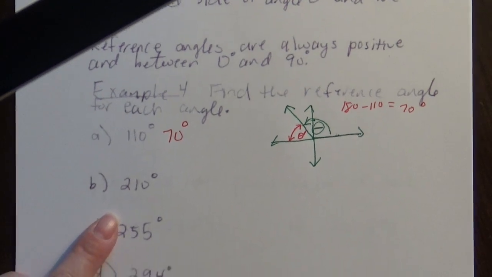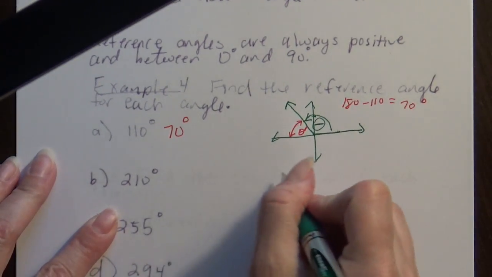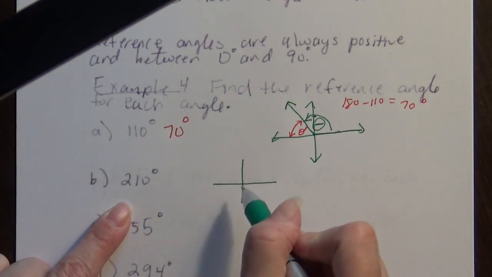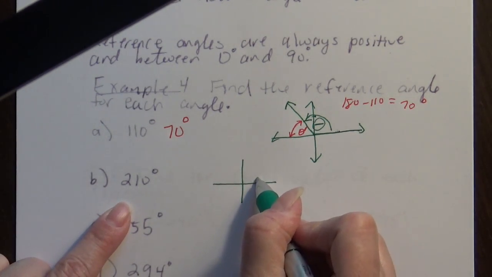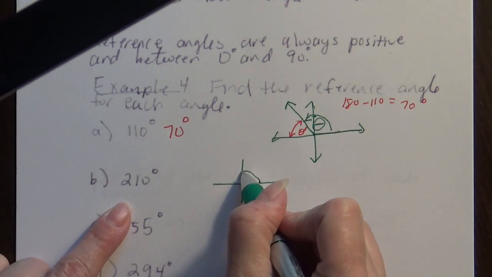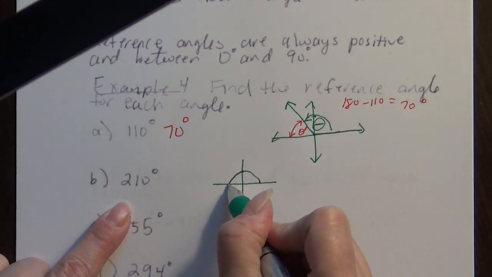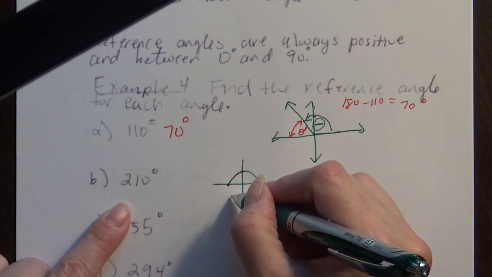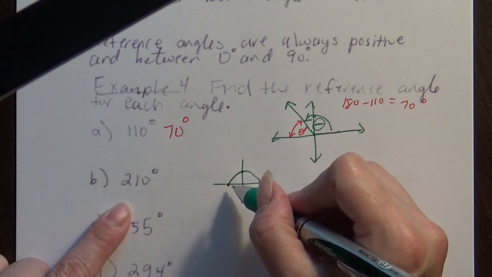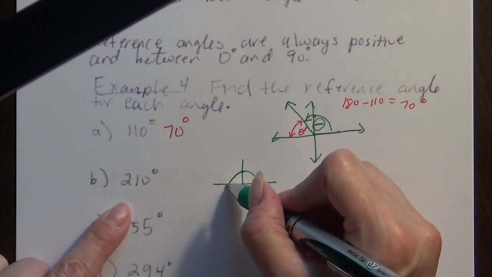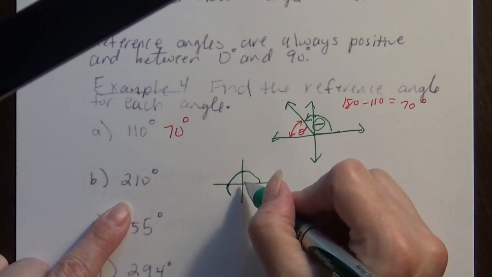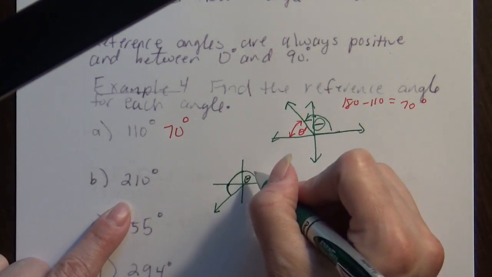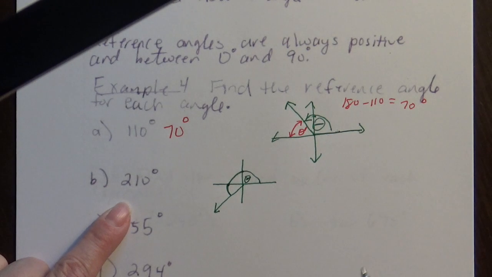Part B, 210 degrees. So we want to draw 210 degrees first. If we start on the x-axis, here is 90 degrees, and then this is 180 degrees back to the x-axis again. We're going into quadrant 3 to get to 210. So if I'm at 180 degrees here, I need to go another 30 degrees to get to the terminal side of my angle. So this is theta, and it was 210 degrees.